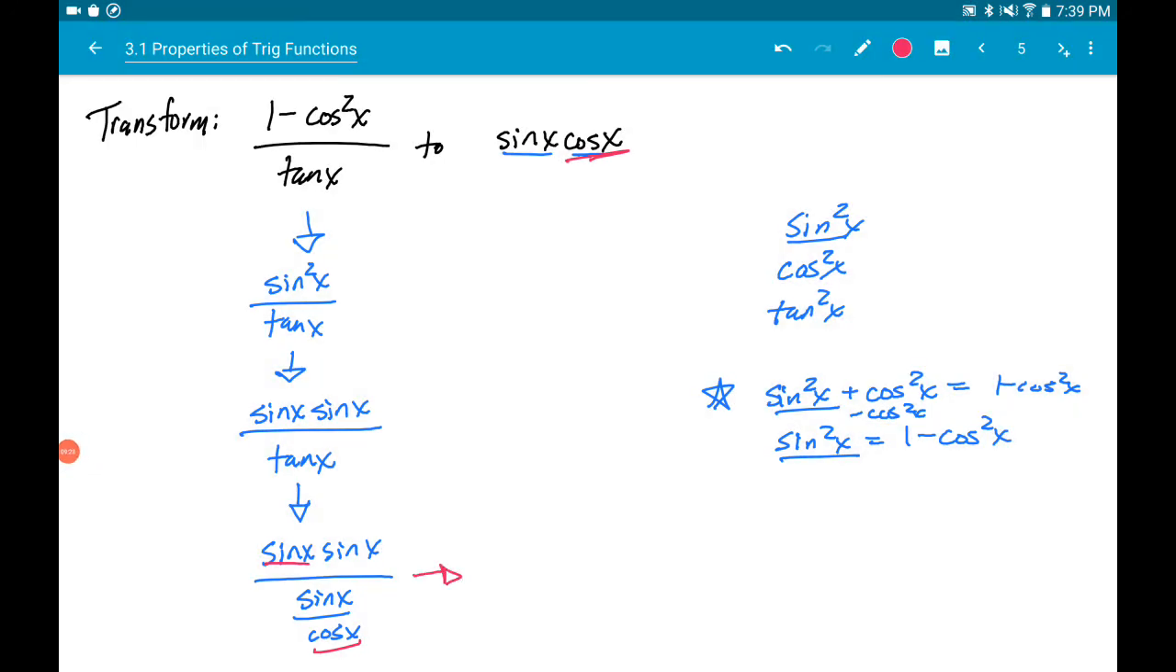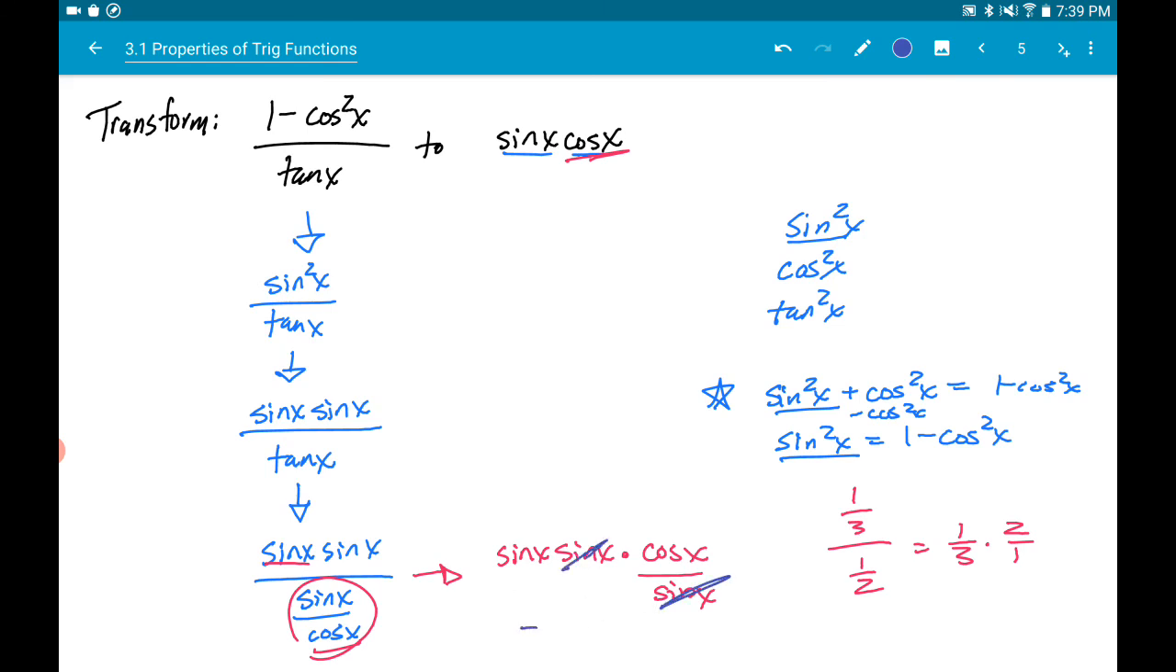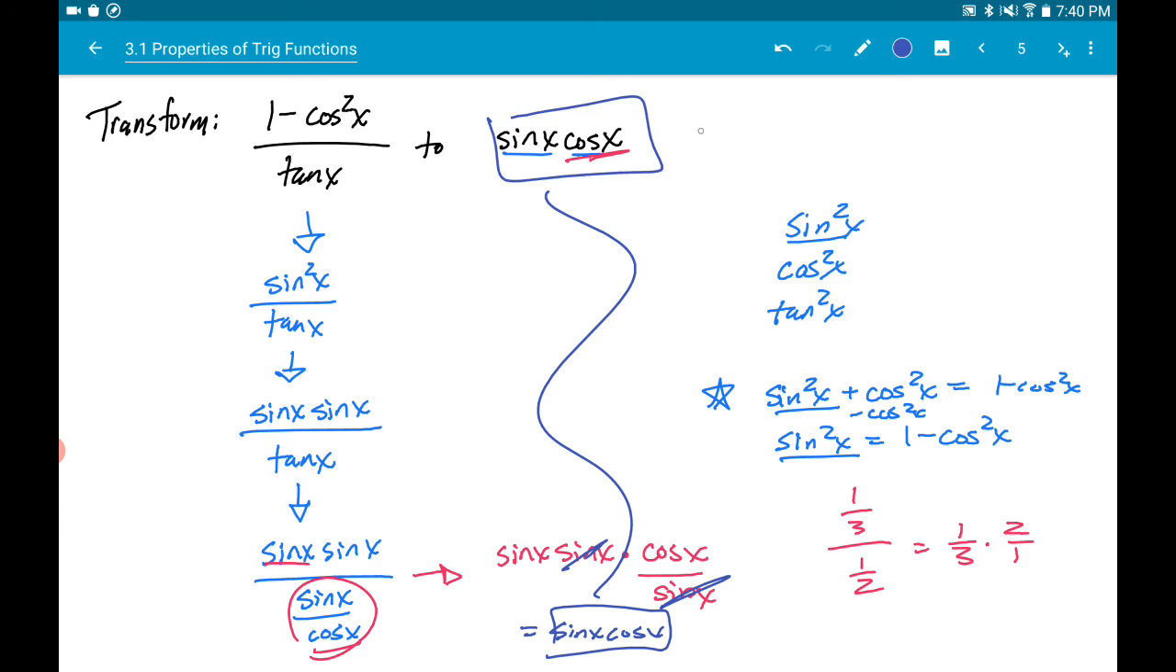But remember that when you have a complex fraction, meaning a fraction in a fraction, I could write this as the numerator times the reciprocal of the denominator. Right? When you have 1/3 divided by 1/2, you could write it as 1/3 times 2 over 1. That's an algebraic rule. And when I rewrite this like that, oh baby, here we go. One of my sines goes away. And I'm left with sine times cosine, which was the goal.